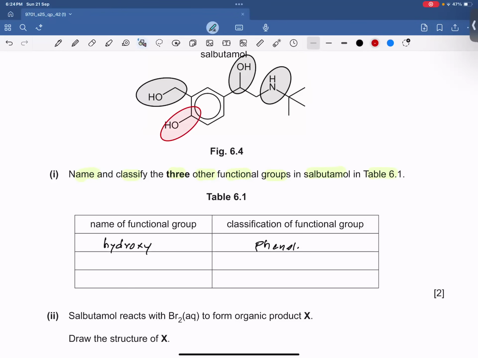The second one is alcohol, and both primary and secondary are present. And then we have amine. It must be an aliphatic secondary amine.